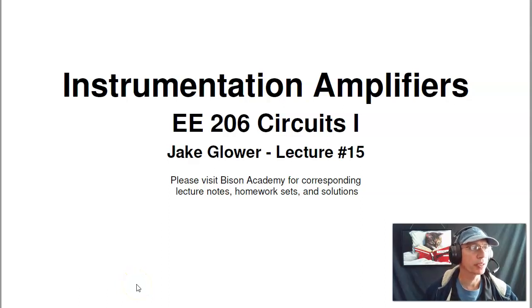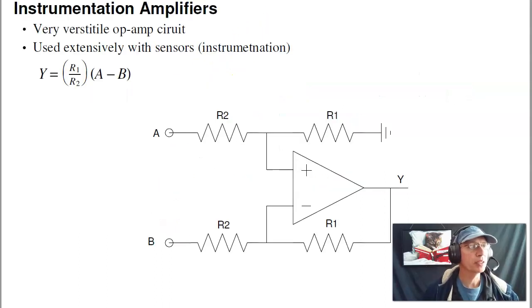Welcome to lecture number 15 for EE206 Circuits 1, Instrumentation Amplifiers. Now, instrumentation amplifiers are something we looked at in our last lecture. It's an op-amp circuit where the gain is a ratio, R1 over R2, times the difference between two inputs, A minus B. This is an extremely versatile circuit.